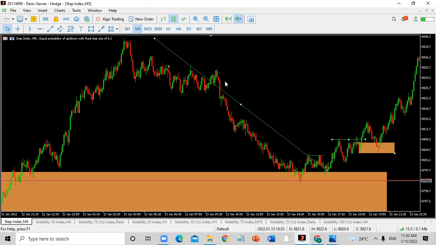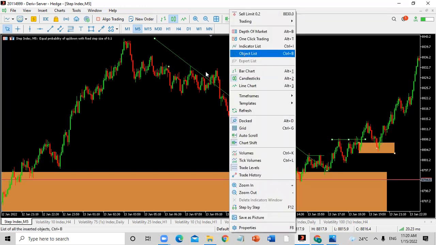Sniper entries, zero drawdown. We capitalize. We need to make money. We need to expose ourselves less to risk. Okay, let's just move on to another chart. All right.